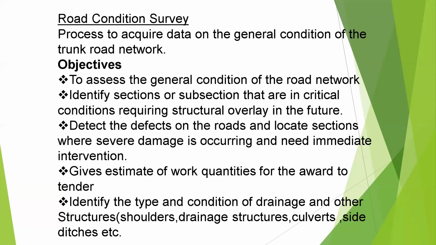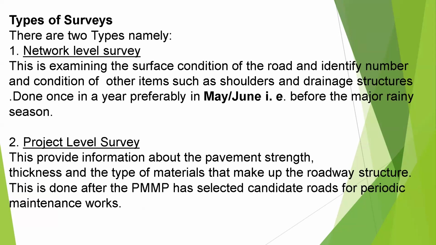So the objective of the road condition survey is to assess critical areas that need future intervention, to determine severely damaged areas that need immediate intervention, then also to give an estimate of quantities for award of tender and to identify the pavement condition and drainage that we have on that section. So it's a network level survey. Normally we conduct this road condition survey in May, June before the onset of the rainfall.